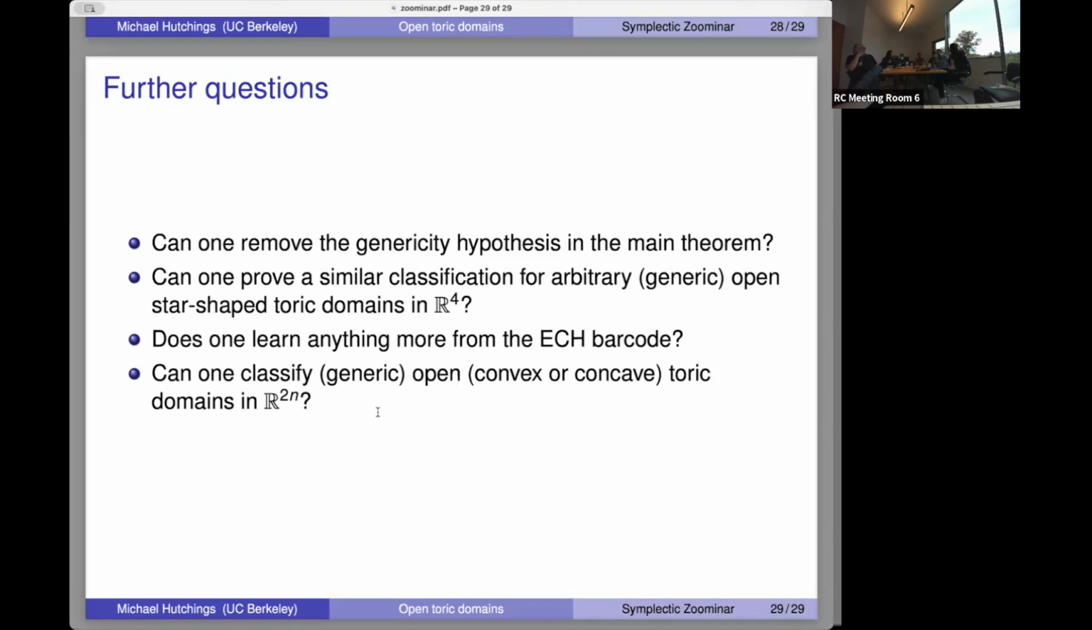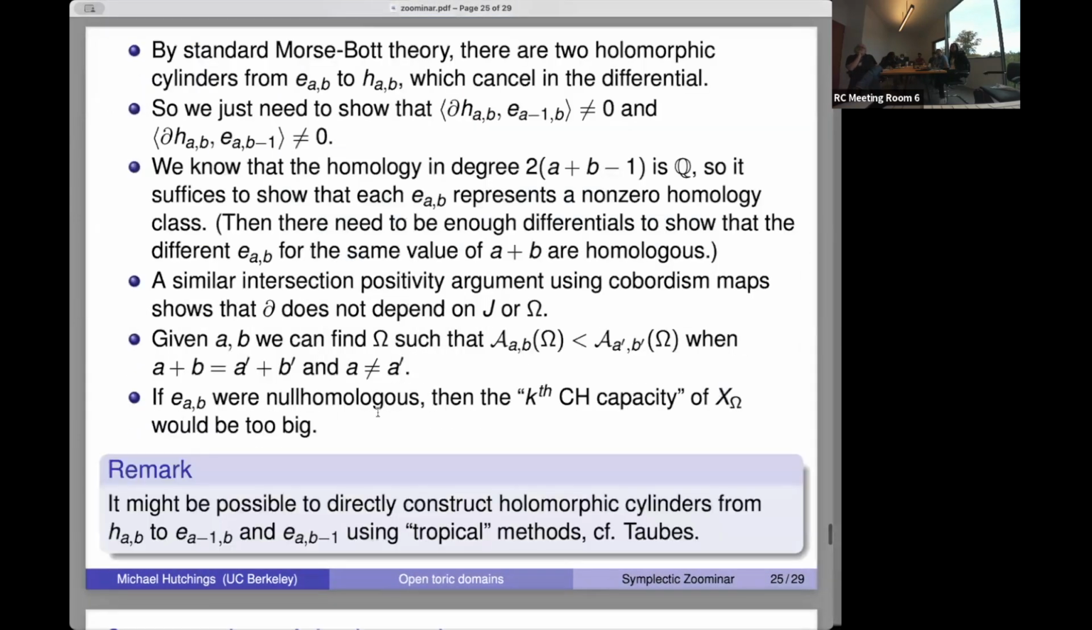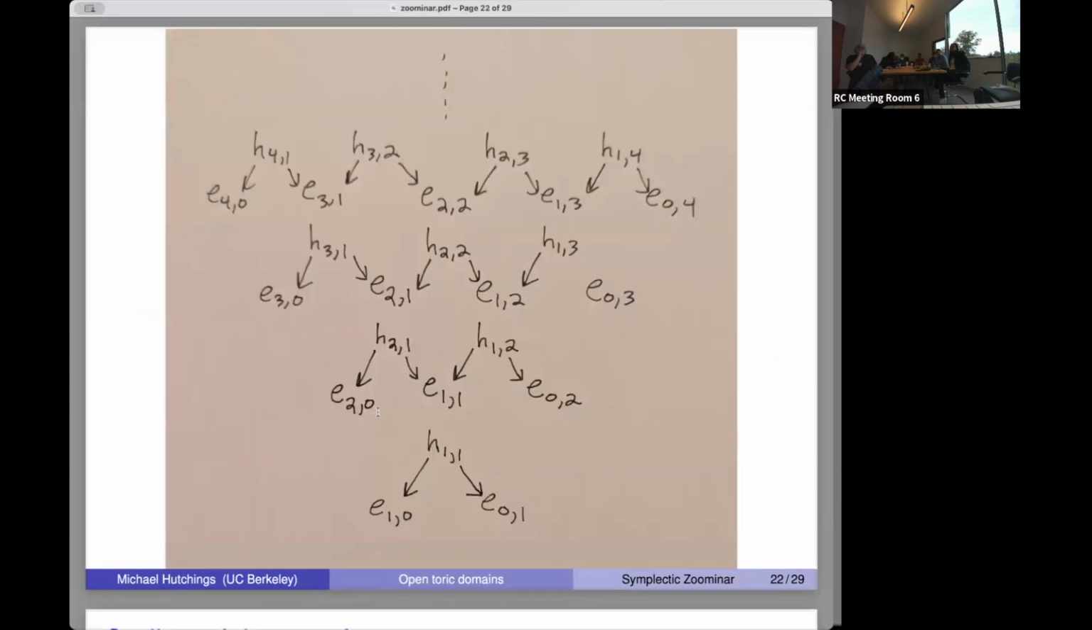Yeah, I have a couple of questions. Can you please go back to the slide with the arrows describing the differential? There is something that I didn't understand. If you remove the arrow from H13 to E03, then E03 is a generator, but doesn't it kill all of the others, which are now 0, right?